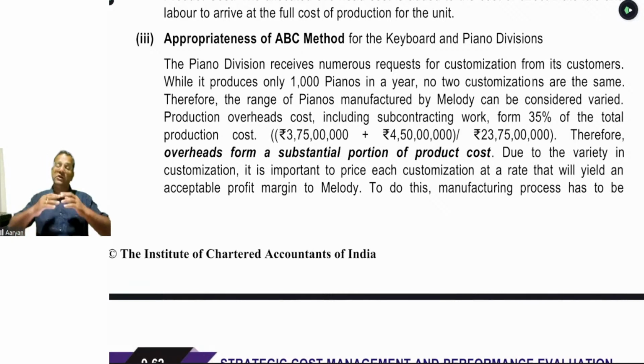Just imagine the number of products such big D-Mart, Walmart are dealing with. They are dealing with thousands of products. So it's not practically possible for them to follow this principle, how many products have consumed how much amount of services of each and every activity.